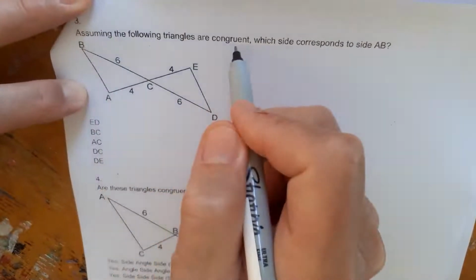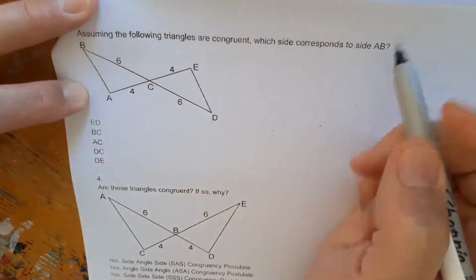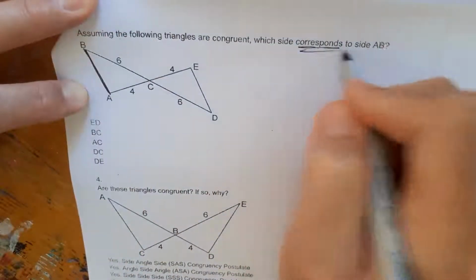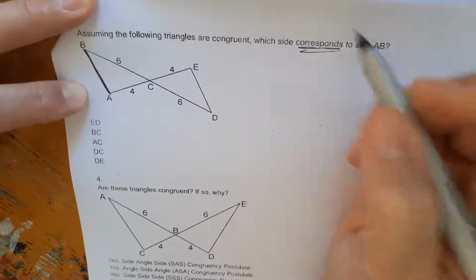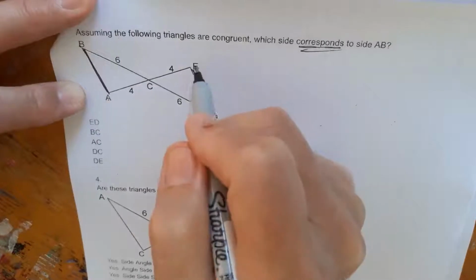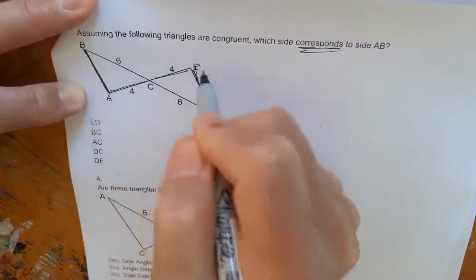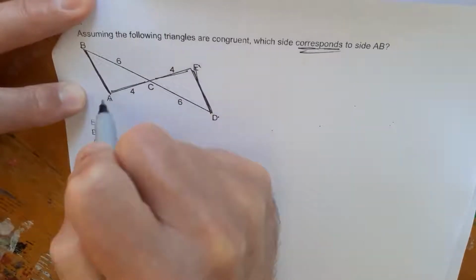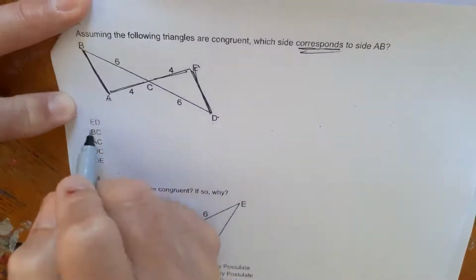Assuming the following triangles are congruent, which side corresponds to AB? So if this is AB here, which side corresponds to it? Testing us on it's the same location but on a different shape. The same location's over here. And since we went A to B, I'd like to go E to D. Why? Because the E is next to the 4, the A is next to the 4 segment. So I know these are corresponding locations. I'd like to say ED.